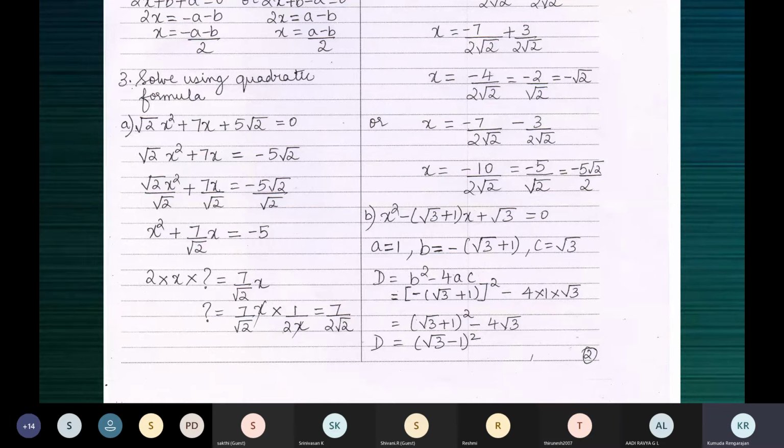Now, children, when you have D equal to 4 minus 2 root 3 under the square root, you will have root of 4 minus 2 root 3. You don't know it, but it is actually a perfect square. 4 minus 2 root 3 definitely does not look like a perfect square, but it is actually a perfect square. We'll see how.